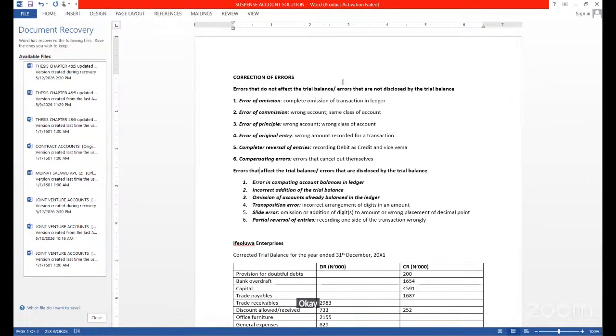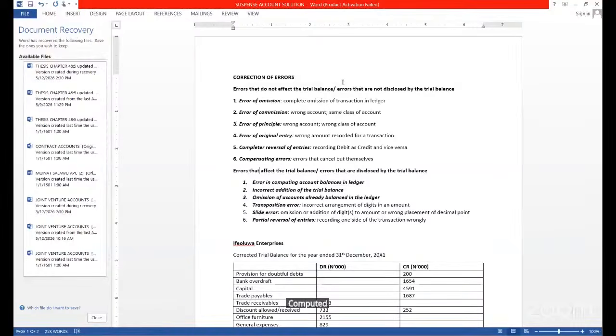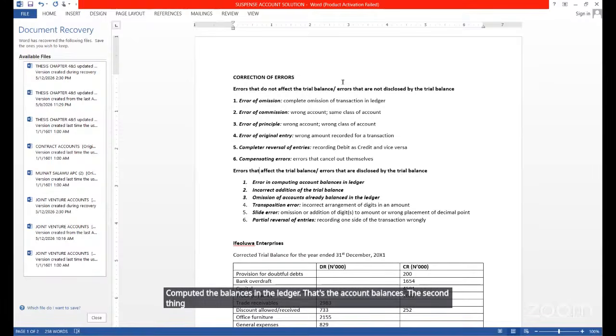Okay, ma. So if this error is disclosed by the trial balance, it means it's an error that affects the trial balance. So the first thing, like I said, is to check that you have correctly totaled the balances, that you have correctly computed the balances in the ledger. That's the account balances. The second thing is to check your trial balance itself.